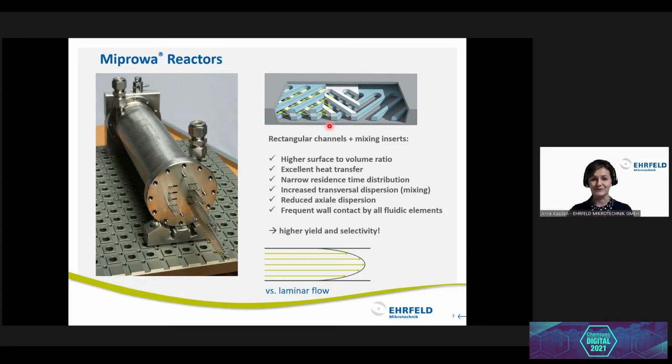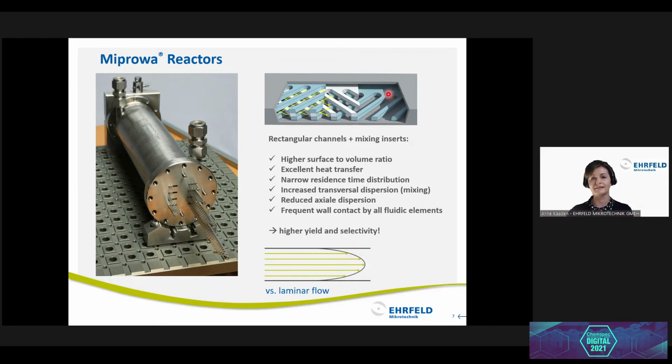Normally everybody's used to the round channels, but with this rectangular channel, we already have most of the fluid on the wall. So for the heat exchange and the higher surface volume ratio, we choose this geometry. And of course, we have a laminar flow in the channel. As you can easily see in this picture, the fluid in the middle would never contact the walls. But this is what we want to have for the heat exchange. So we want the fluid to contact the wall.